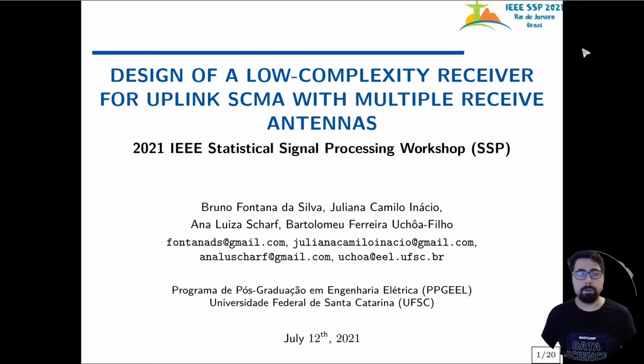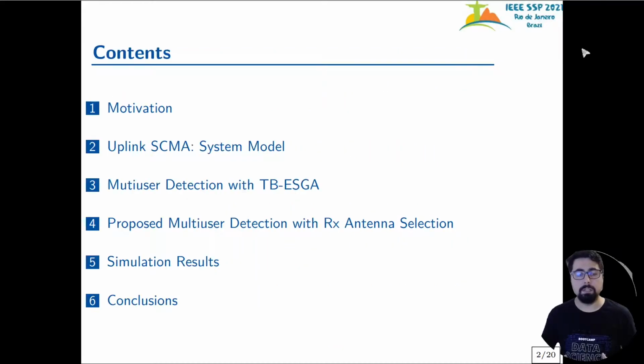This is a recorded presentation of the work Design of a Low Complexity Receiver for Uplink SCMA with Multiple Receive Antennas for the 2021 IEEE Statistical Signal Processing Workshop. The co-authors of this paper are Juliana Camilo Inácio, Luiza Scharf, and Professor Bartolomeu Ferreira Uchôa-Filho. These are the contents of the presentation.